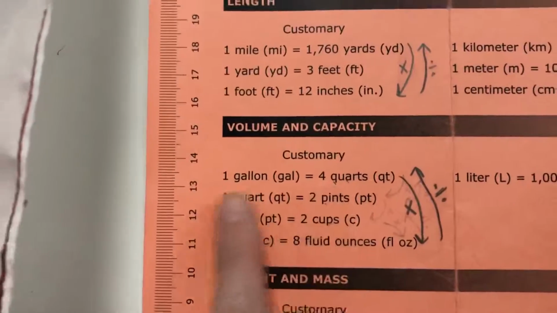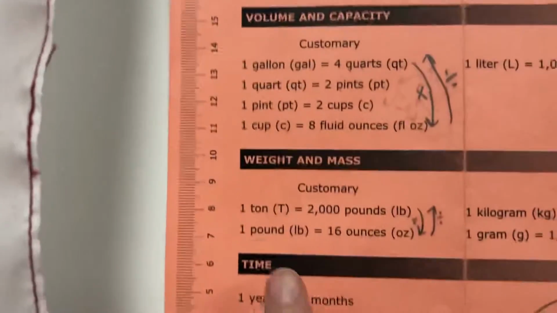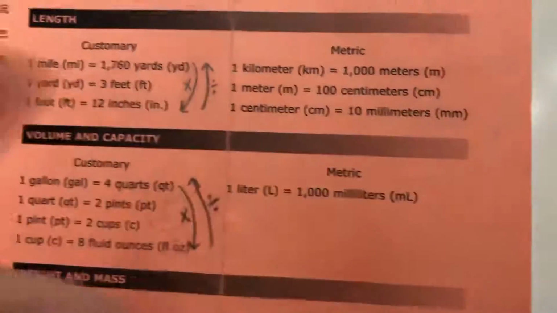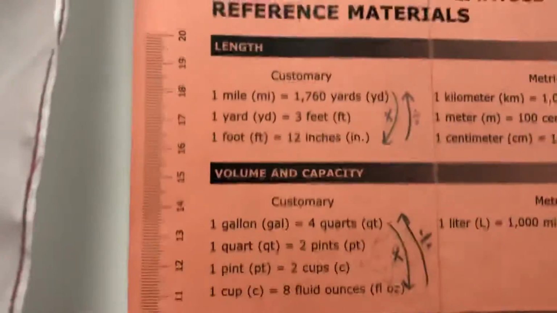And it's the same no matter where you go. Gallons all the way to fluid ounces, tons to ounces. It's even true for the time one down here if they want to use it for that. Kilometers to millimeters. Everywhere you go, it's going to be like that.